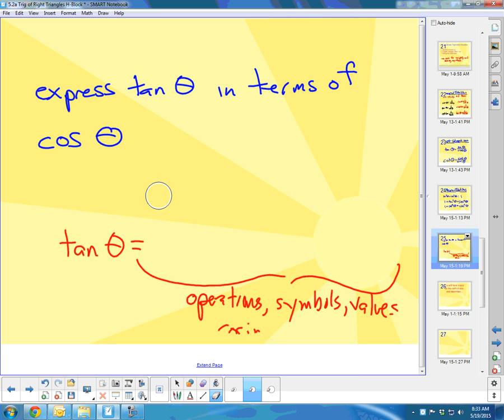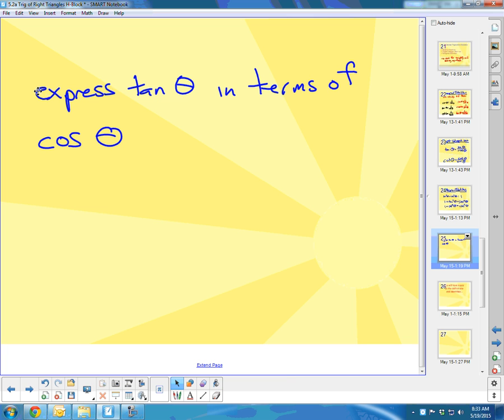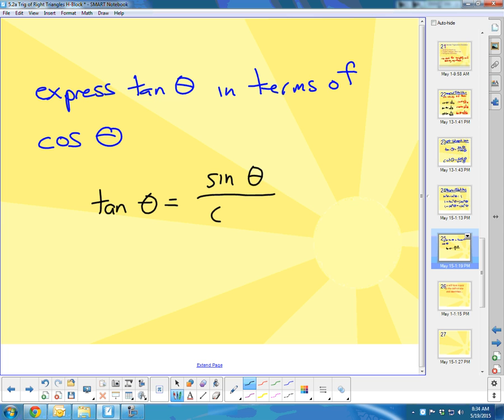So that's our goal. What we have to do is start with some sort of identity that gets us going, that uses tangent and cosine or something about that. What I might start with is tangent of theta equals sine of theta over cosine of theta. That's a pretty good start because I have tangent of theta isolated on the left, I've got a cosine on the right, and my difficulty becomes the sine of theta. How am I going to get rid of that?